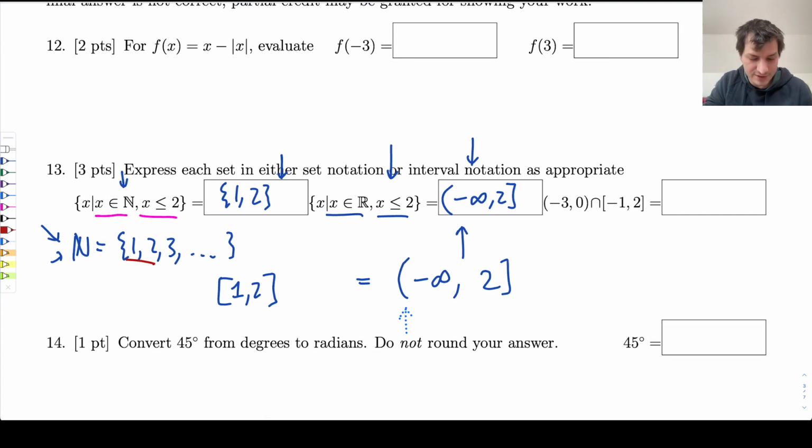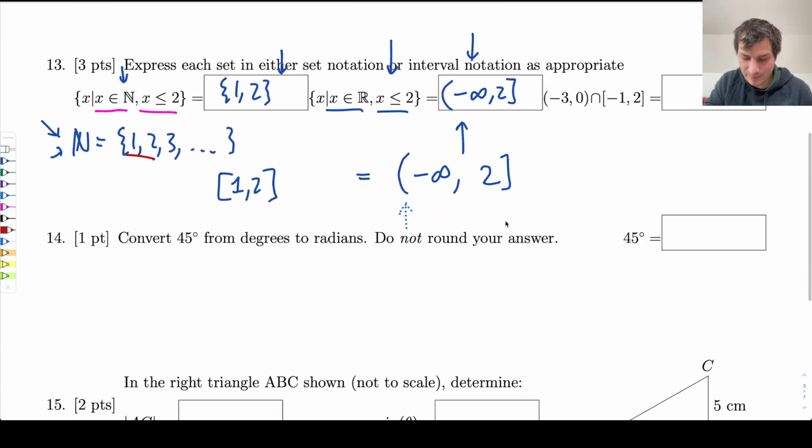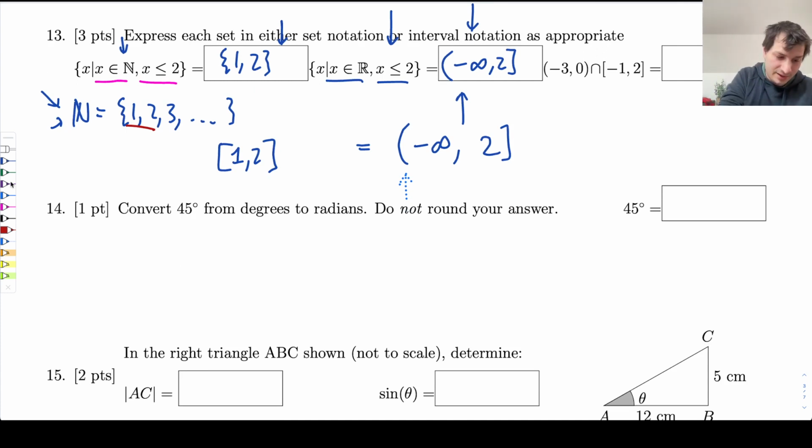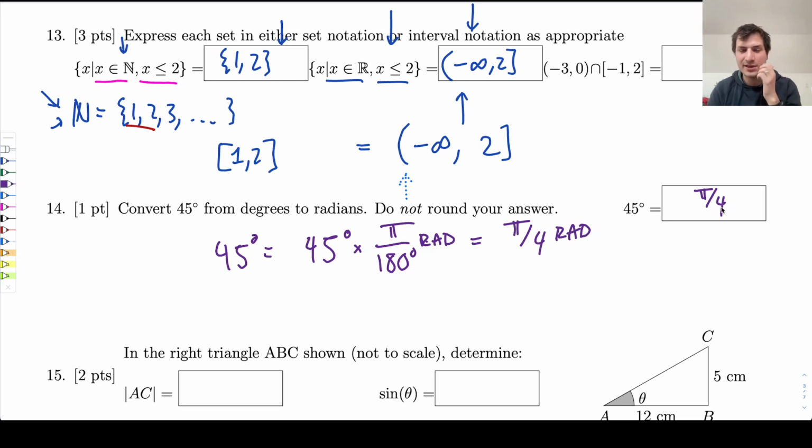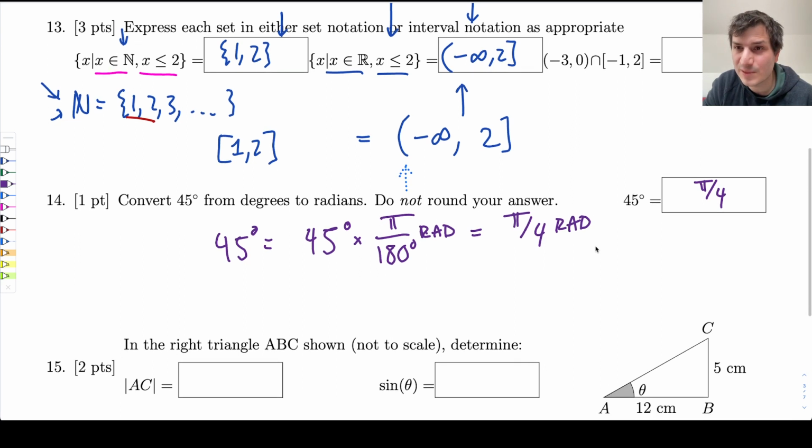Question 14 and 15. These were really well done. Some of the best ones that were done on the test. Question 14, convert from degrees to radians. 45 degrees is equal to 45 degrees times, you could have done 180 to pi, or you could have done 360 to 2 pi. And you got to do it the right way. So pi divided by 180 degrees radians. And if you simplify, you get pi by 4 radians. So pi by 4. I think on the other version of the exam, they had 30 degrees or 60 degrees instead. But very well done. Question 14, most people got correct.